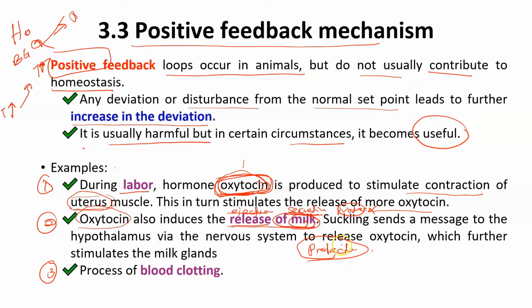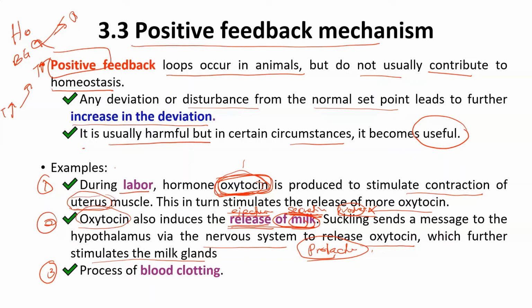Okay, so prolactin produces milk, oxytocin secretes, ejects or releases milk from the mammary gland. Right. So suckling sends a message to the hypothalamus via the nervous system to release more oxytocin, which further stimulates the milk gland to release more milk. Okay, more milk. So more suckling, selagi baby tu is suckling, right? So the oxytocin will be released to cause more release of the milk. Okay, not produce but release or eject.